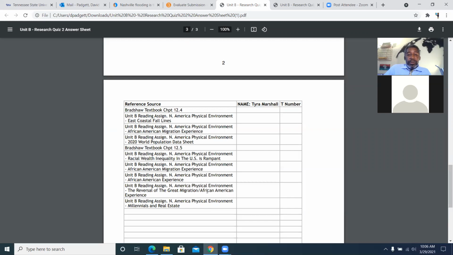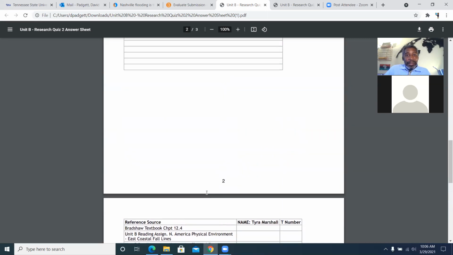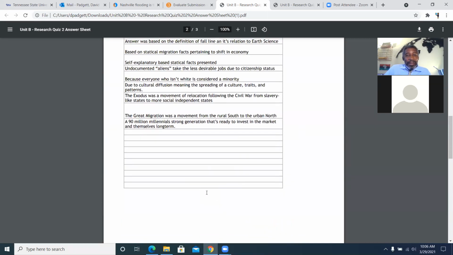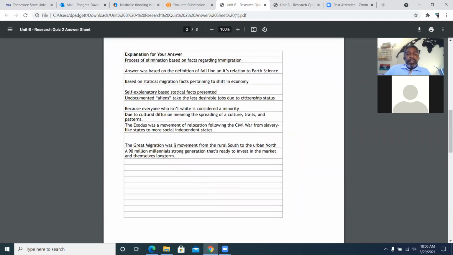Okay, so with the reference source, she references the African-American migration experience. Again, it's not pretty, but I figured out what she means by that. It's not pretty, but it's okay. See, this is why I went from the bottom to the top. She says the Great Migration was a movement from the rural South to the urban. Yeah, it was. So I have to give full credit for that answer.